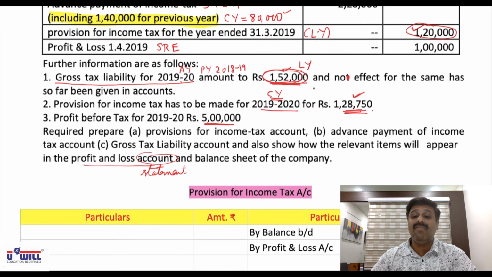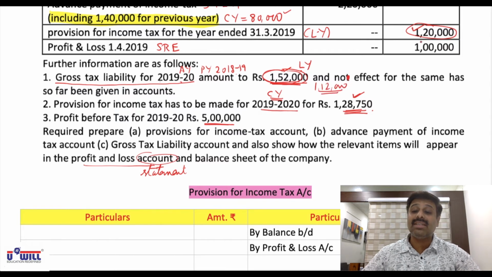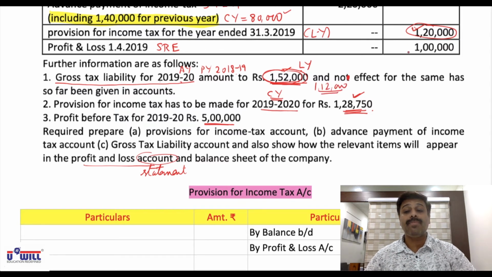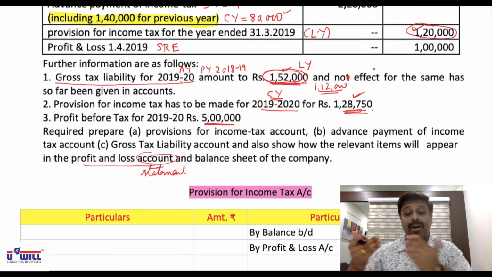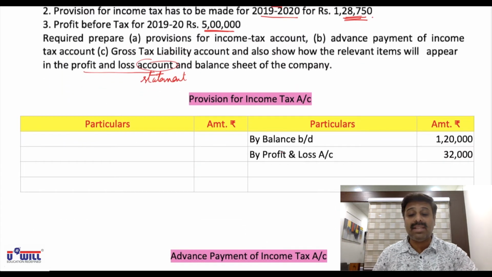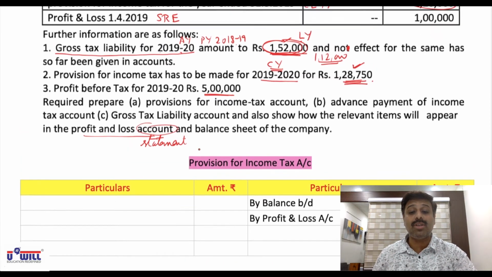Suppose instead of 1,52,000, it was 1,12,000. Just suppose. In that situation, you can say we have created excess provision. We provided 1,20,000, but liability has come to only 1,12,000. So we will withdraw 8,000. Withdraw 8,000 means in the ledger account, the same entry would come on the debit side to profit and loss account 8,000. I hope everyone is clear with both the situations.